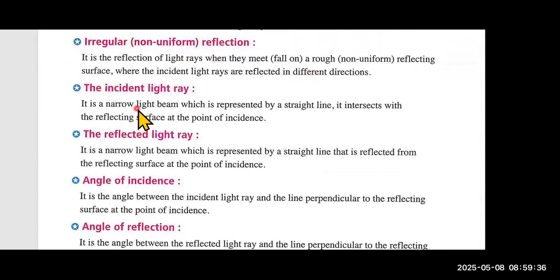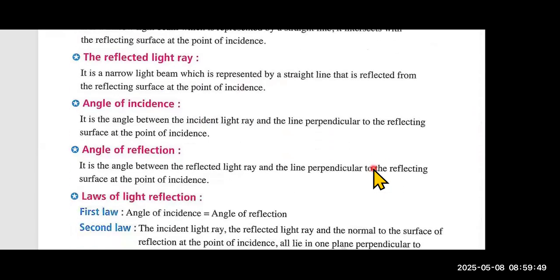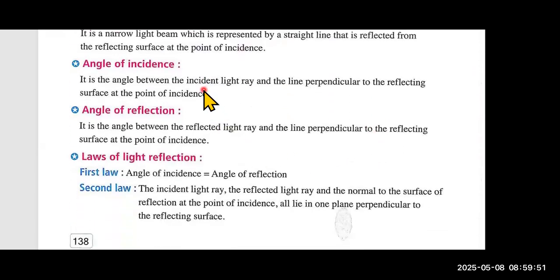The incident light ray is the light beam that falls on or intersects with the surface. The reflected ray is the light beam that is reflected. Angle of incidence is the angle between the normal and the incident light ray. Angle of reflection is the angle between the reflected light ray and the normal. Law of light reflection: angle of incidence equals angle of reflection.